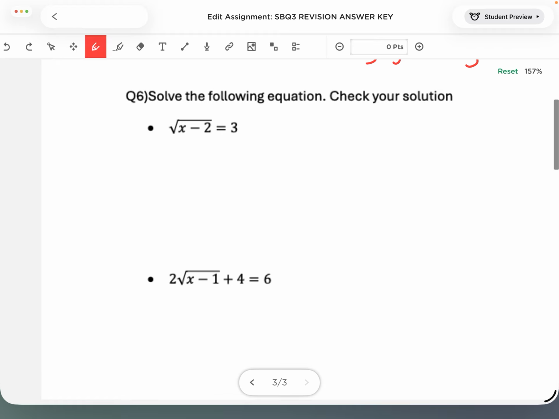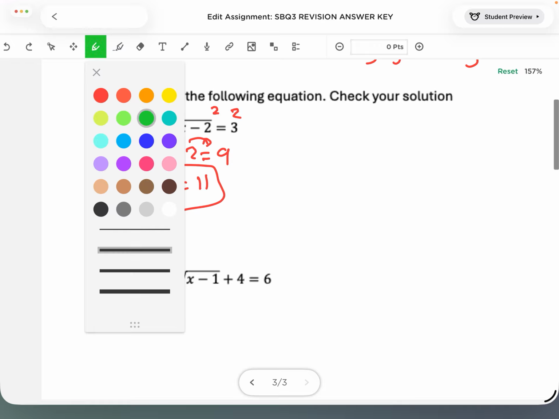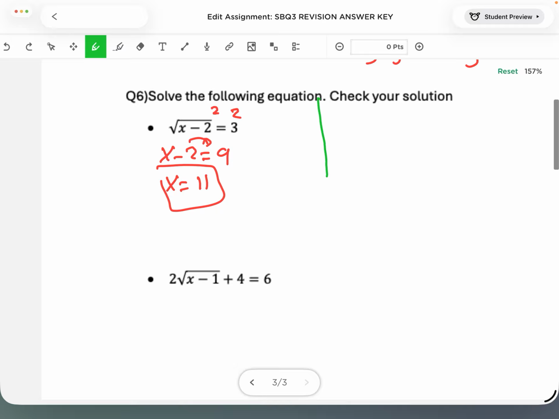Last part. Solve the following equation. Radical is alone, so I put power 2. So I have x minus 2 equals 9. Move 2 to the other side, x equals 11. Now the idea of checking, I will replace 11 instead of x. Is it true that 11 minus 2 under the square root gives me 3? This will be radical 9. Does it equal 3? 3 equals 3, so it is correct.